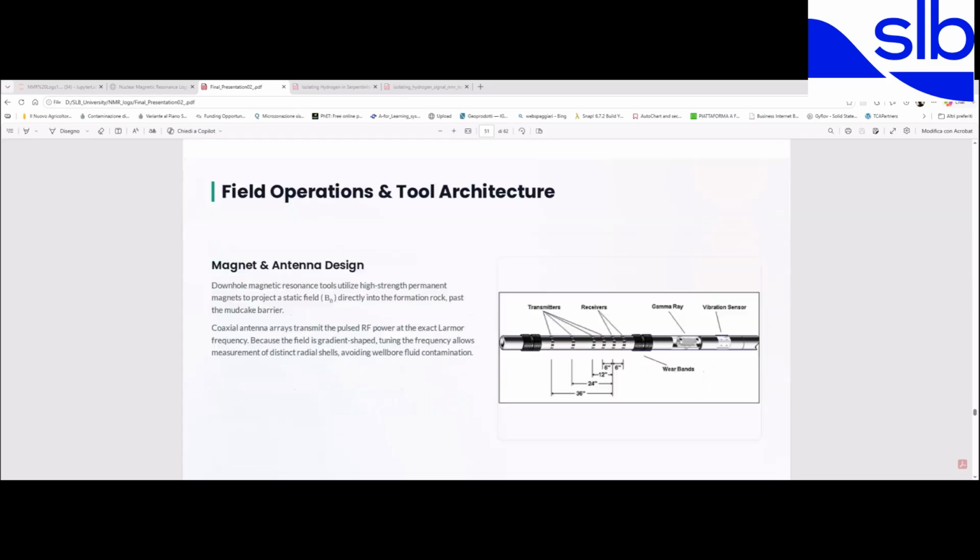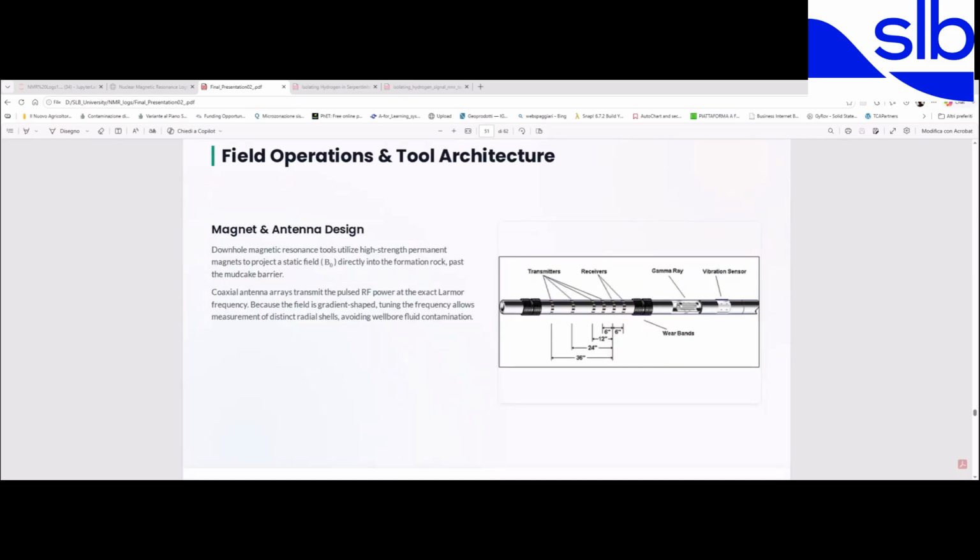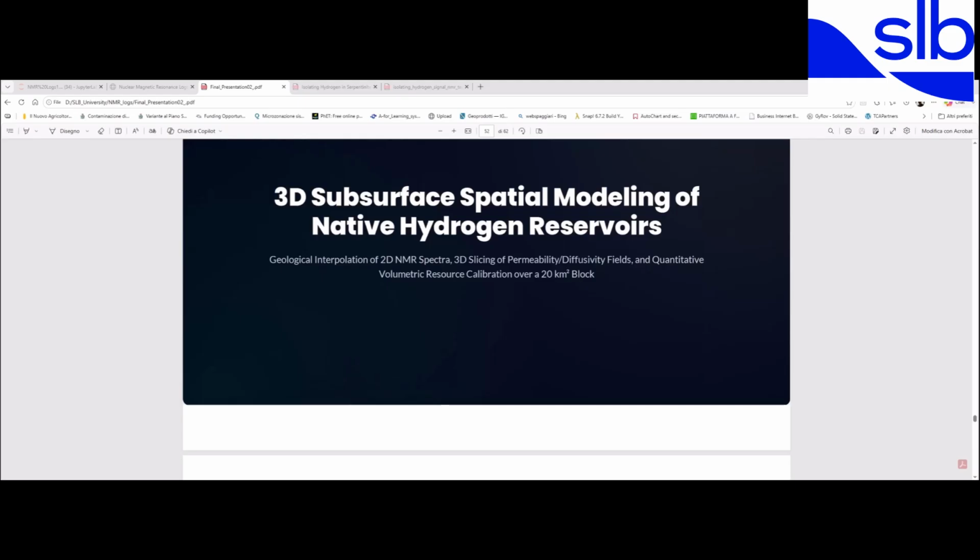Field operation and tools. This is a typical field operation: transmitter, receiver, gamma ray, vibration sensor, and wear bands. Downhole magnetic resonance tools generally utilize a strong permanent magnet to project a static field B0 directly into the rock formation, past the mud cake barrier. The instrument is built with a coaxial antenna array, transmitting the pulse and receiving power, and extracting the Larmor frequency. Because the field is gradient shaped, tuning to the frequency allows measurement of a strict radial shell, avoiding wellbore fluid contamination.